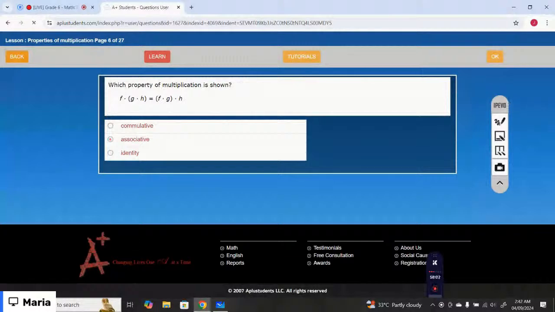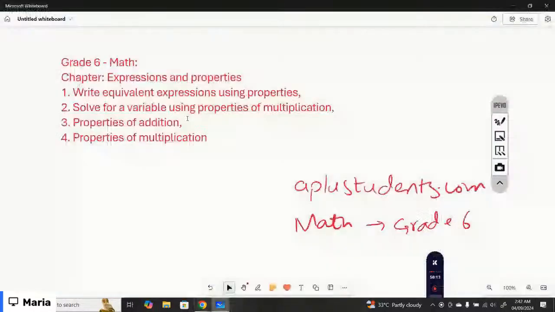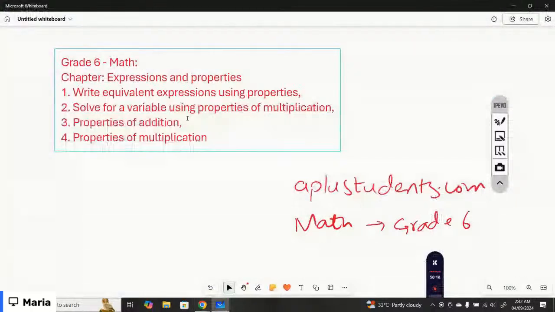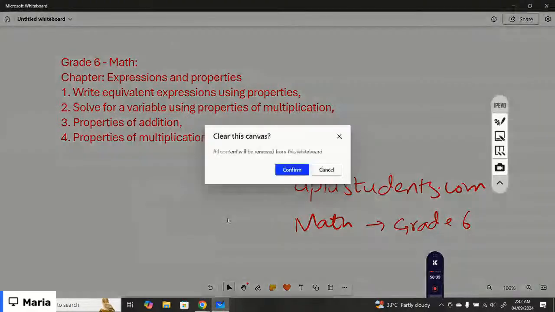Okay, you can complete the lesson by yourself later today. So we were working on grade 6 math. The chapter we were working on is expressions and properties, and the lessons we have covered today are write equivalent expressions using properties, solve for a variable using properties of multiplication, properties of addition, and properties of multiplication. So please make sure before the next session you complete all the practice questions for the lessons we just did. That is your homework until the next session, right?